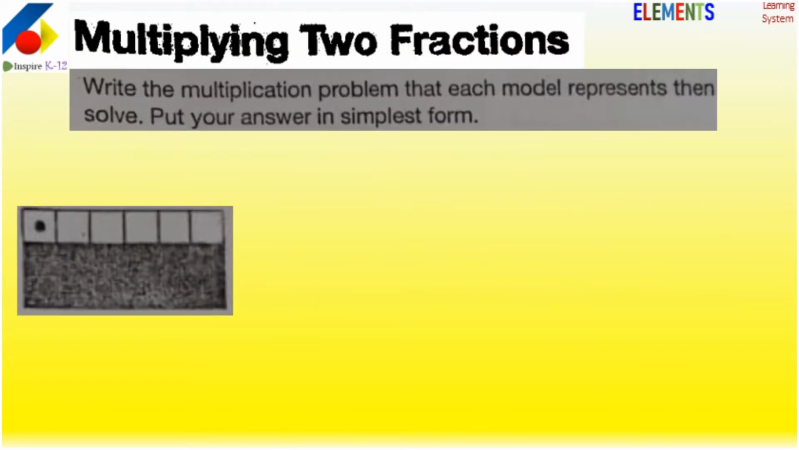Our question is this. Let's first understand the question. Write the multiplication problem that each model represents, part 1. Then solve, part 2. Then put the answer in the simplest form, part 3. So this question has 3 components. Okay, this is the model. Numerically, ये किस चीज़ को represent कर रहा है, part 1. Number 2, solve that numerical form of this. Number 3, put it in the simplest form.